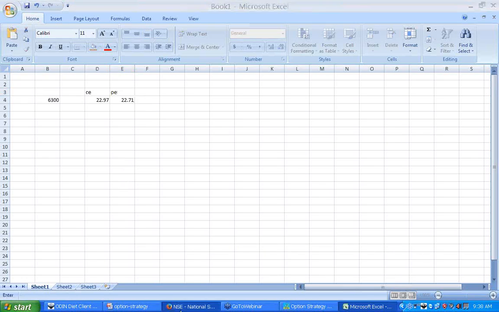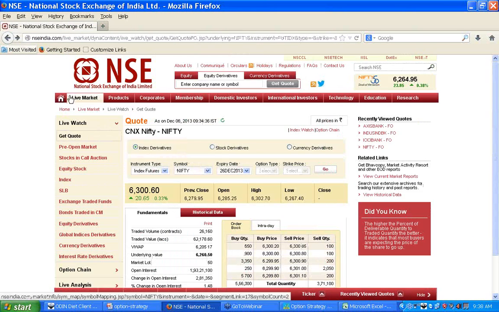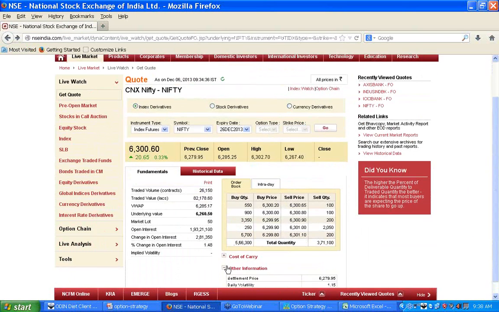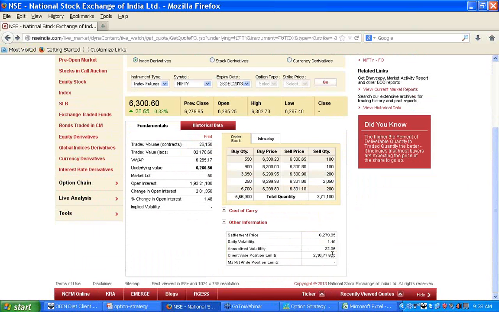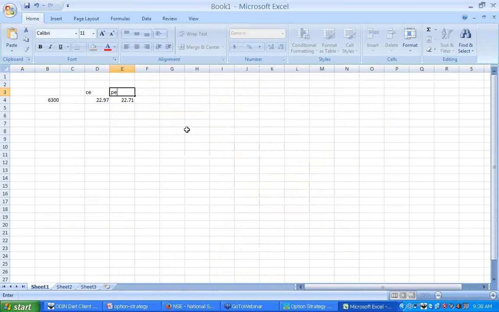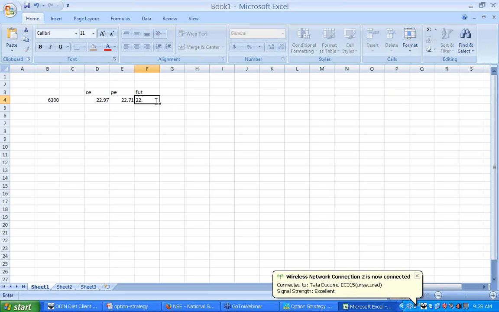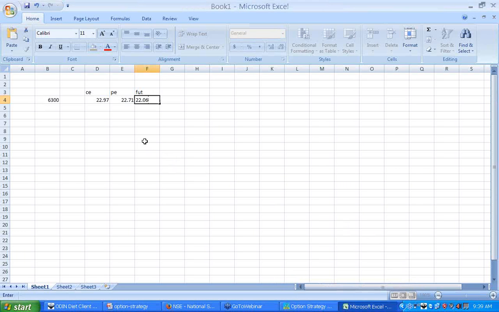And what is the volatility currently in the Nifty? So that also you have to see. Other information you can click on. So it is having analyzed 22.06. So Nifty future is having 22.06. This is the thing we have now.